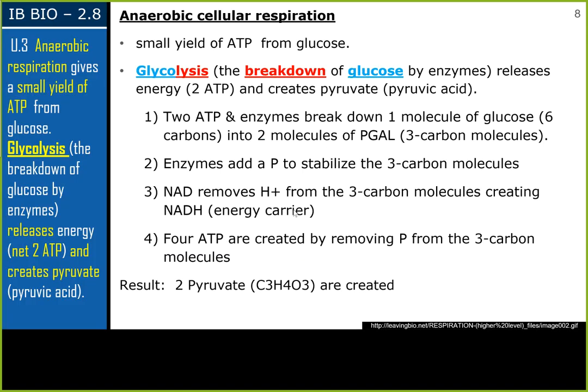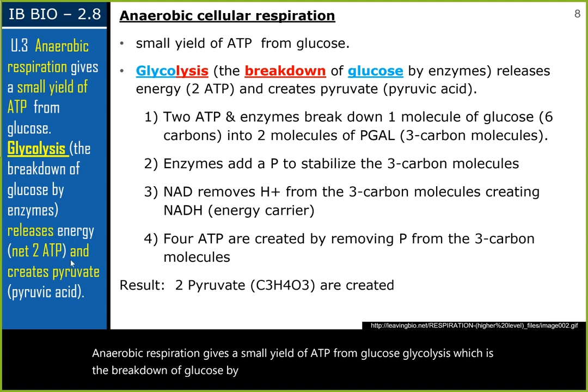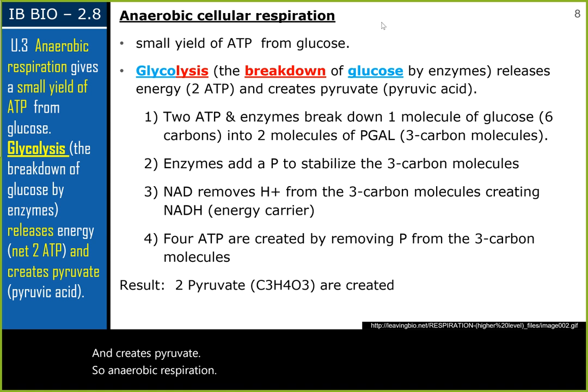Okay, so now we're going to start getting into the nitty gritty. So, understanding number 3, anaerobic respiration gives a small yield of ATP from glucose. Glycolysis, which is the breakdown of glucose by enzymes, releases energy and creates pyruvate. So, anaerobic respiration is basically fermentation.